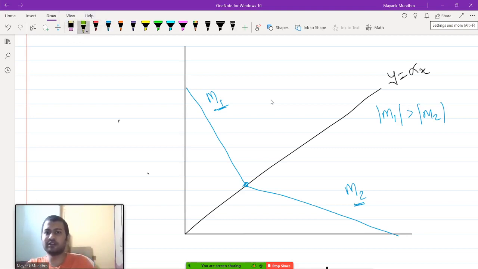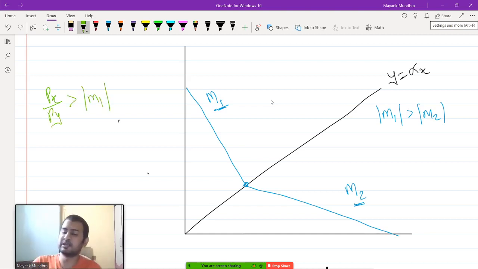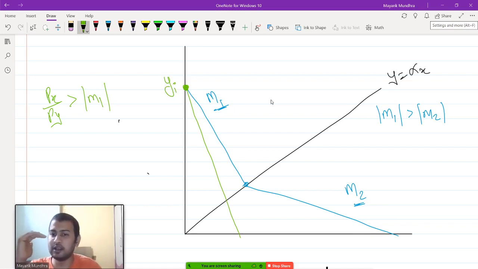Now there could be three situations on the price ratio. One is px upon py is greater than mod of m1, where the budget line is steeper than the steeper part. So that situation will look like this. This budget line will intersect some indifference curve at its top point, the y-intercept. The indifference curve through the y-intercept will look like this blue line. Now, no other indifference curve higher than this blue indifference curve can be reached.